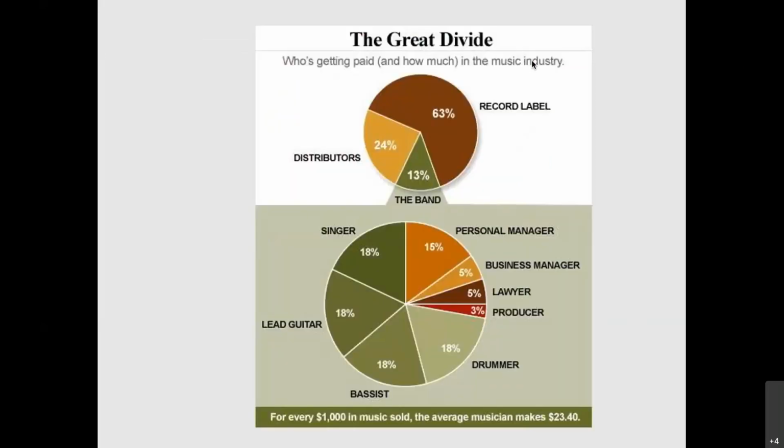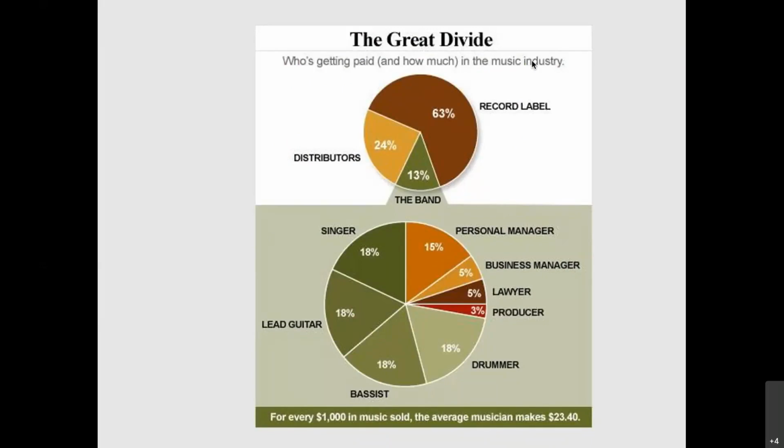And then when we look at a typical, maybe not typical, depends on the deal, but if we look at all the money that comes in, the whole pie, the record label makes about 63%. The distributor makes about 24%. And the band, depending on how powerful the band is, makes usually between 6% and 20%.